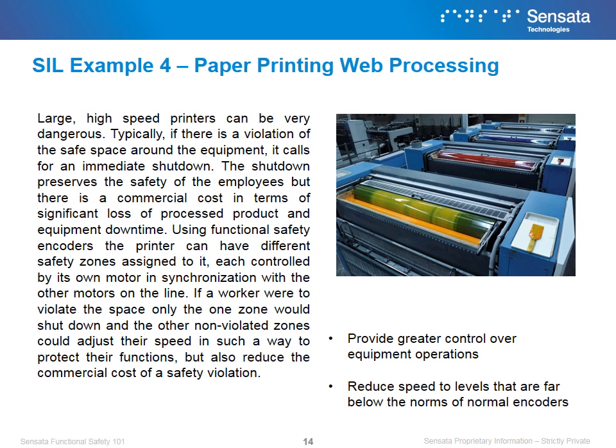Using functional safety encoders, the printer can have different safety zones assigned to it, each controlled by its own motor in synchronization with the other motors on the line. If a worker were to violate the space, only the one zone would shut down, and the other non-violated zones could adjust their speed in such a way to protect their functions, but also reduce the commercial cost of a safety violation.